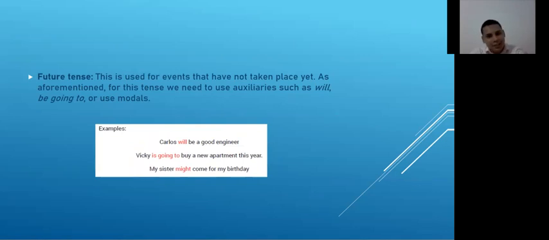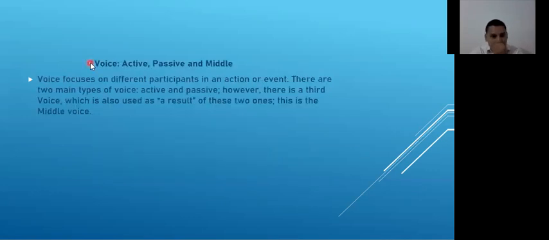Great. Now let's continue. Changing the topic, we have voice. We've got active, passive, and middle voice. First, let's see. Voice focuses on different participants in an action or event. There are two main types of voice, active and passive, but that's not it. However, there is a third voice, which is also used as a result of these two. This is the middle voice.